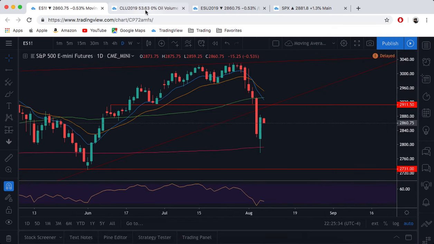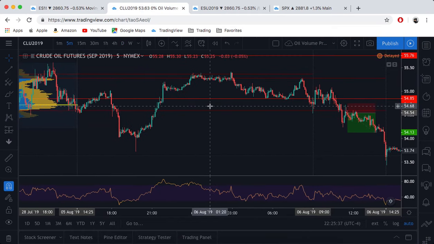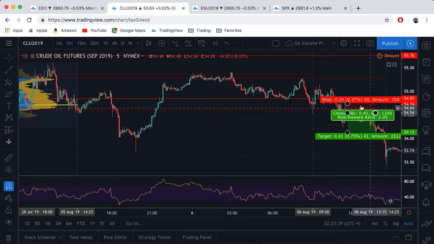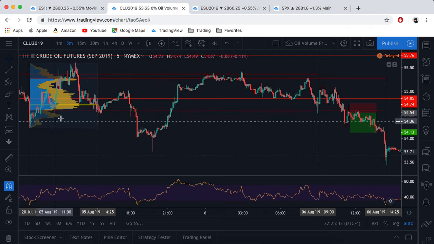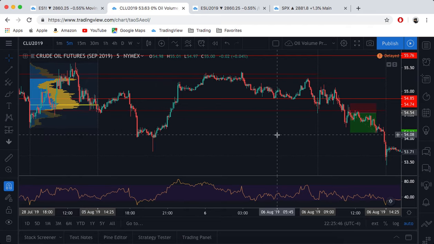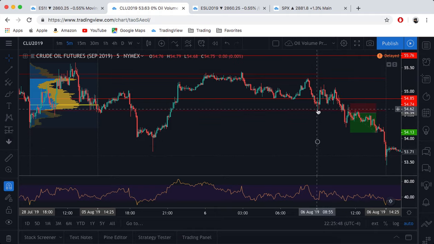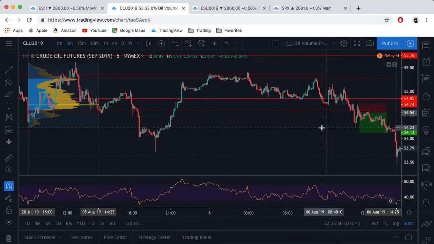So let's drop down intraday. And so this is the 5-minute chart for crude oil. This is today's trading session, the overnight, and yesterday, Monday's trading session. Okay? So before I get into the trade, let's talk about where we opened. So we opened on this bullish candle here.